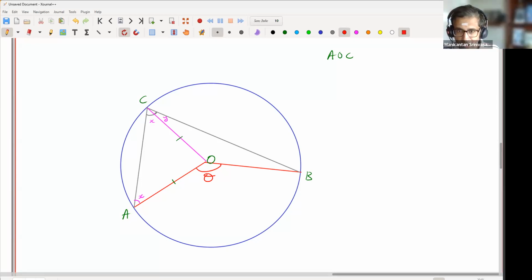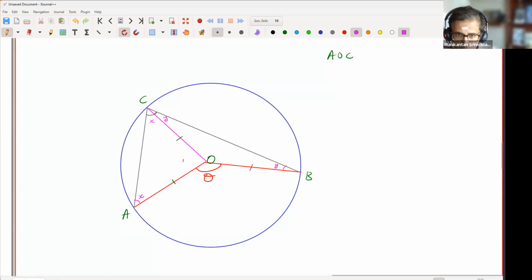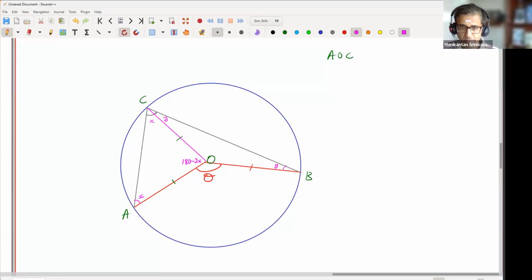And similarly, if I look at triangle OBC, same thing. Because that is Y, this is also Y. All of you with me so far? Precious, you're with me as well? Yes, so far, yes. Okay. Now, if this is X and this is X, then this is 180 minus 2X, because in the triangle AOC, all three angles add up to 180.